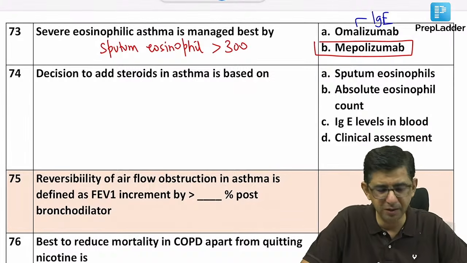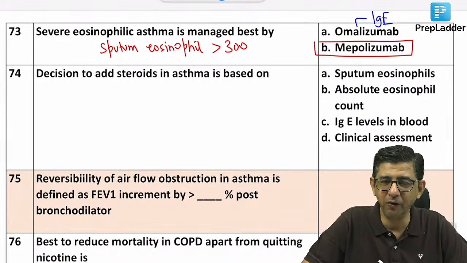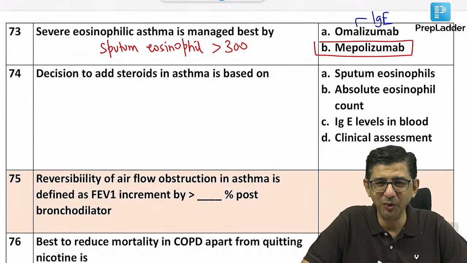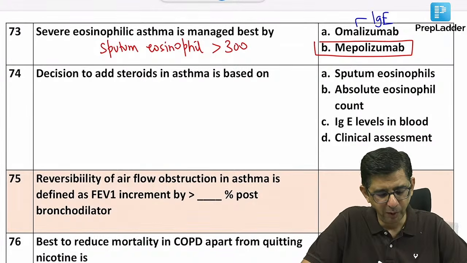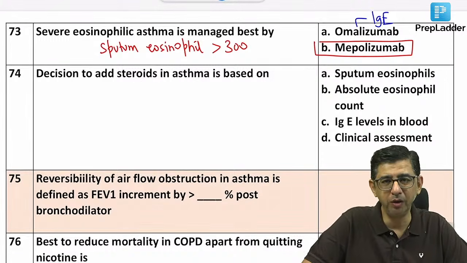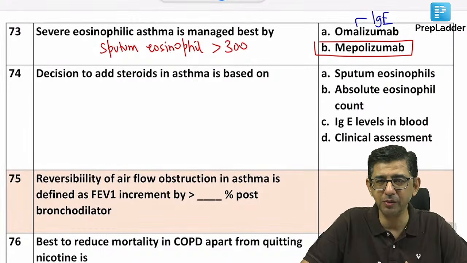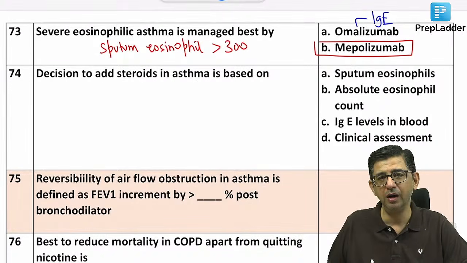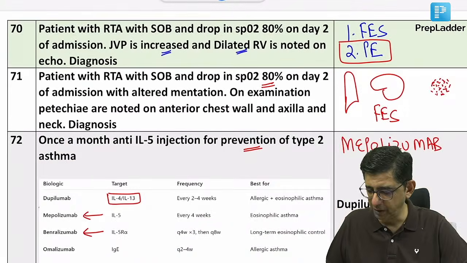Yeah, exactly. NASA, that's a good name that you've kept, a pseudonym. Mepolizumab is going to take care of interleukin 5, which is chemotactic for eosinophils. So it's testing both your pathology as well as pharmacology.